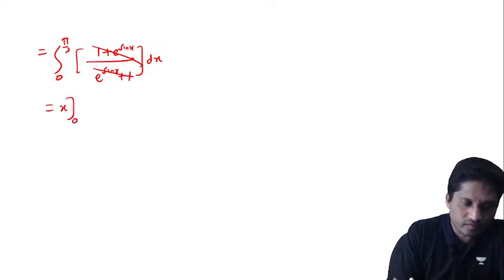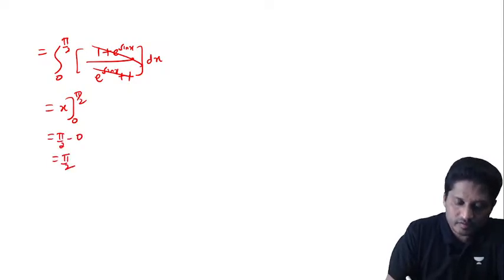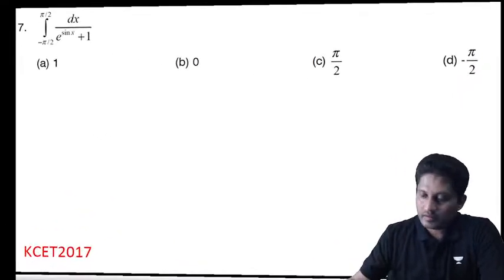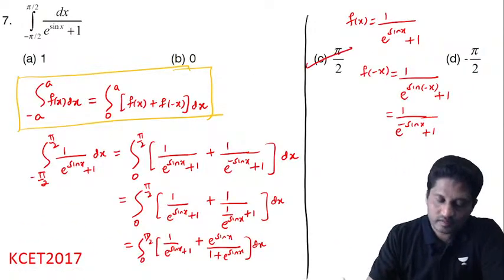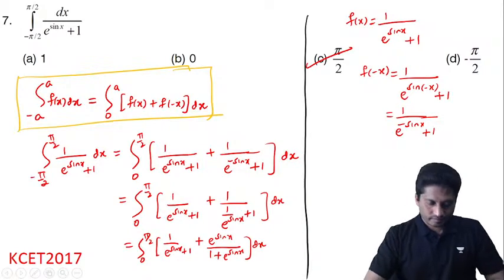This is 0 to pi by 2. Upper limit is pi by 2, lower limit is 0. We'll get this as pi by 2. That's the answer, guys. Answer is option C. Let's move to the next question.